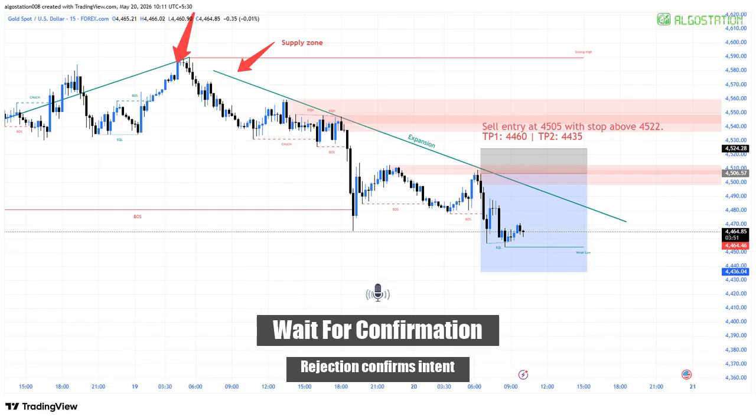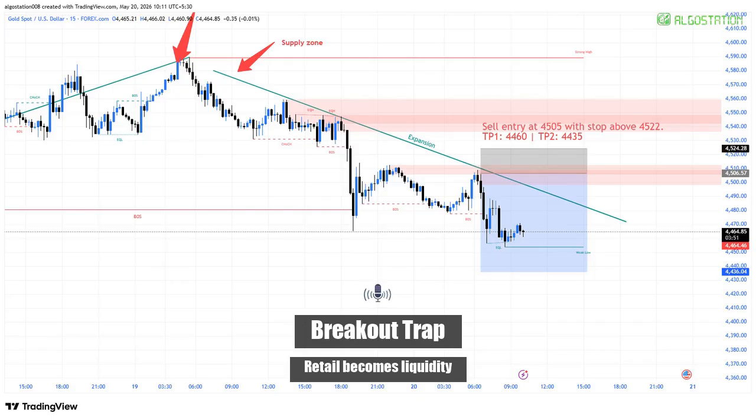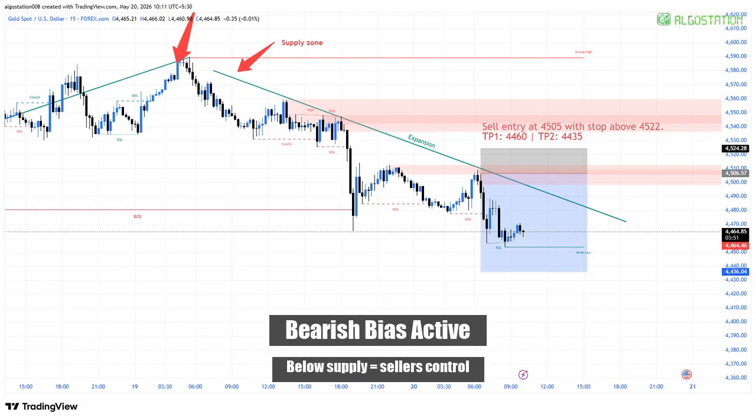Do not blindly sell the zone. Wait for confirmation: rejection wicks, bearish engulfing candles, or a lower time frame break of structure after the liquidity sweep. This setup works because institutions exploit breakout traders. When price sweeps above temporary highs, breakout buyers enter aggressively, becoming liquidity for institutional sell orders. As long as gold remains below the higher time frame supply zone, bearish continuation remains the higher probability scenario.